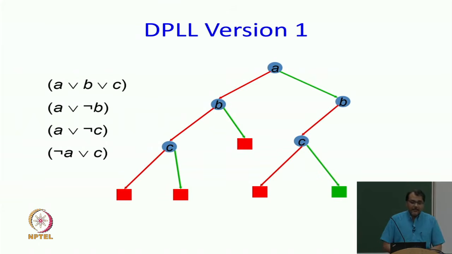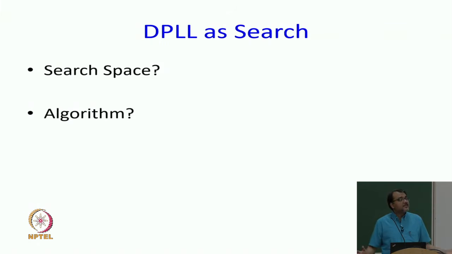So now, of course, this is a backtracking search algorithm because at any point we are only branching on one variable. The search space is the space of partial assignments, just like in a CSP, and it's a depth first search style algorithm, right? In particular, backtracking search. So far, so good.